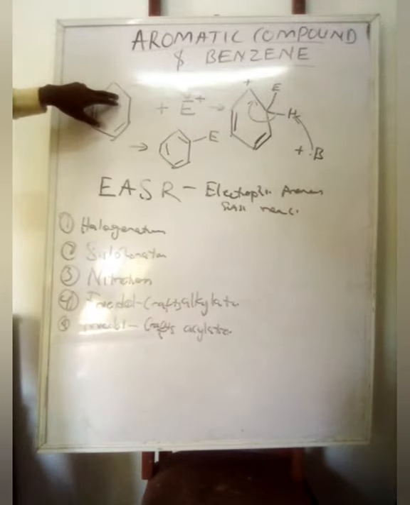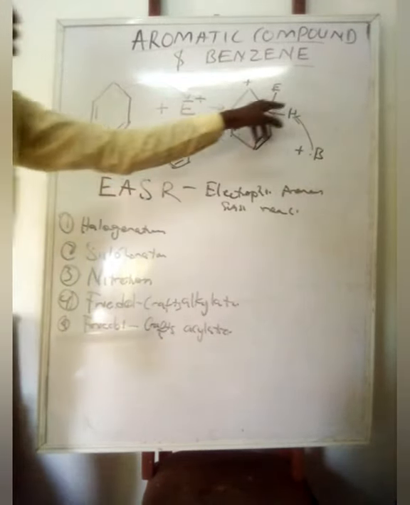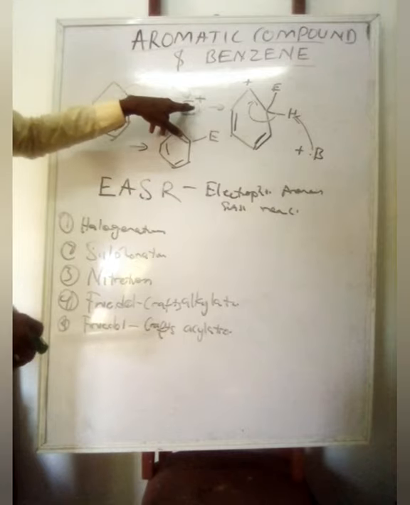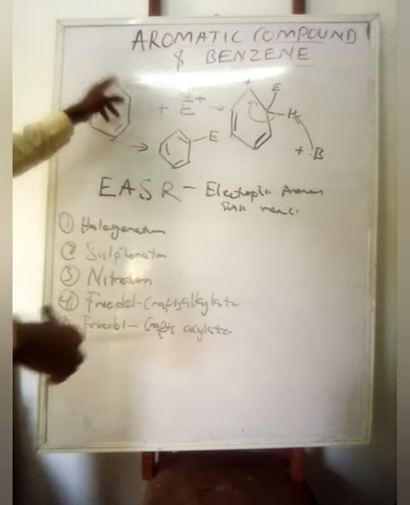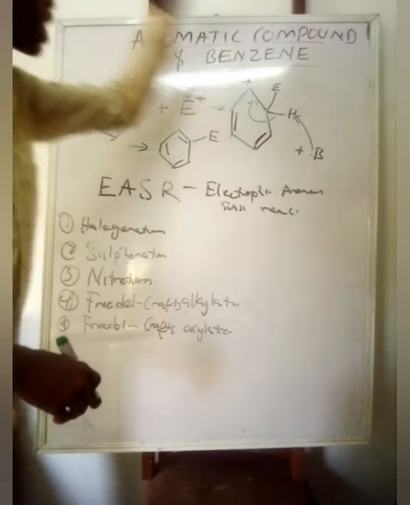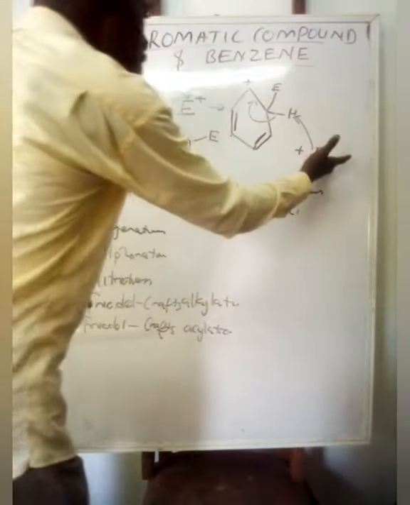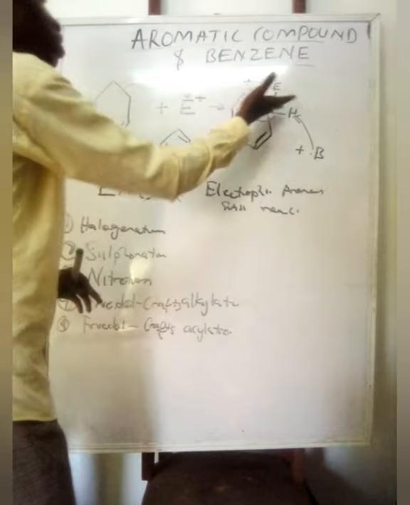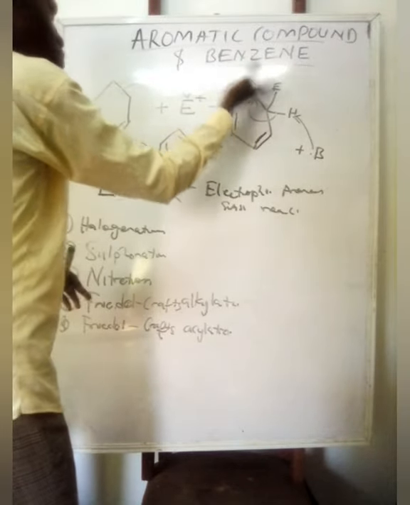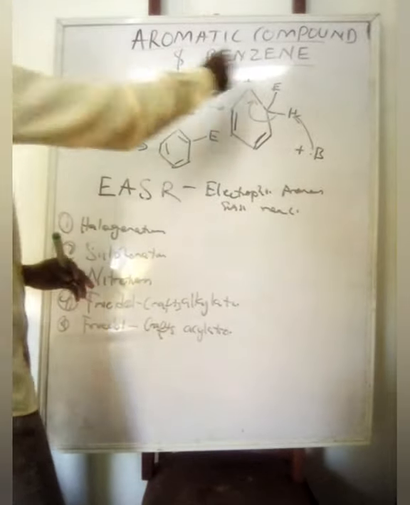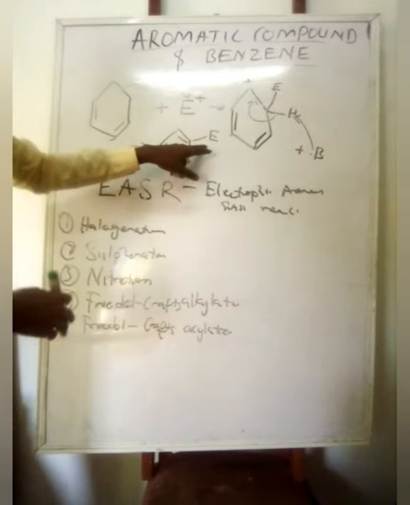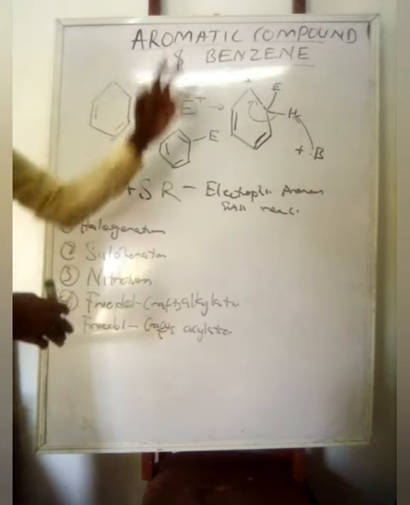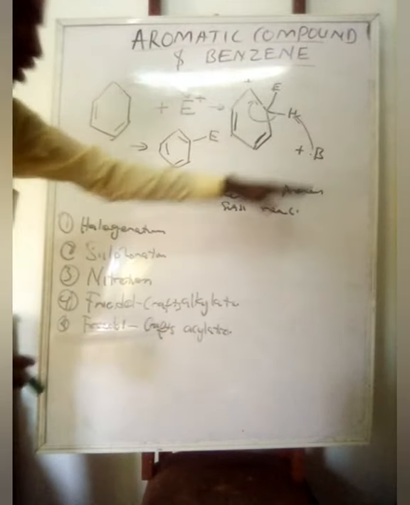The pi bond is going to form a bond with the electrophile. As this bond is forming a bond with the electrophile, this carbon is going to turn positive, forming a carbocation. Then a nucleophile is going to react with this hydrogen. The bond between the hydrogen and the carbon is going to form another bond in the ring, which removes the positive charge from the benzene, and the electrophile is attached to the benzene. So this is the main mechanism of the electrophilic aromatic substitution reaction.